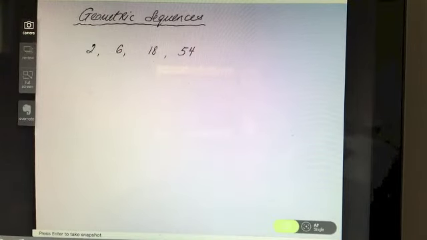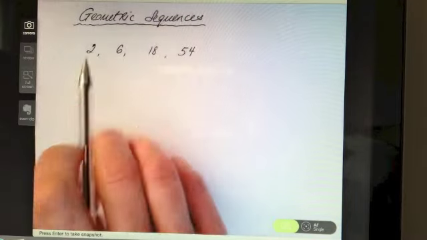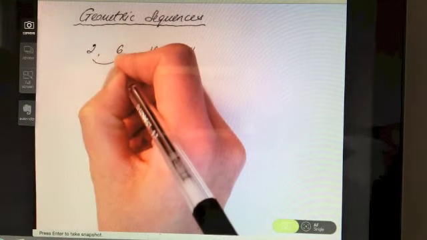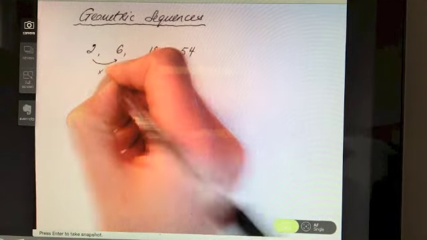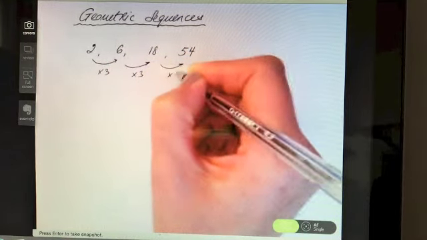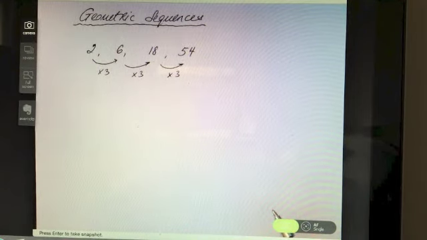So this video introduces us to geometric sequences. The difference between geometric sequences and arithmetic sequences is, when you analyze the pattern of numbers, in a geometric sequence you are multiplying by something each time. In an arithmetic sequence, you are adding something each time. So that is the key difference between a geometric sequence and an arithmetic sequence.